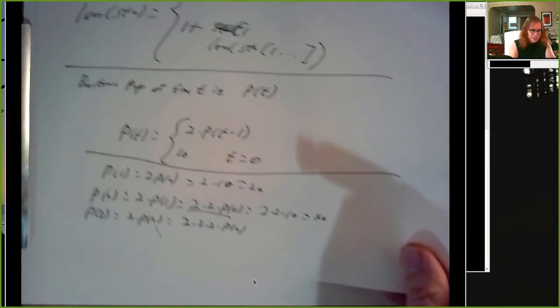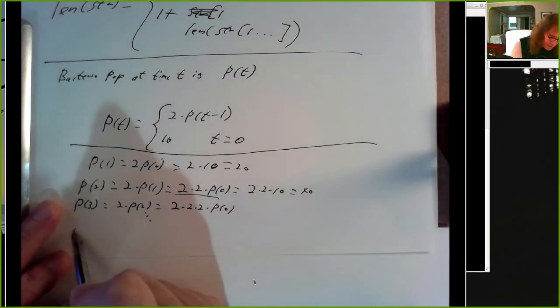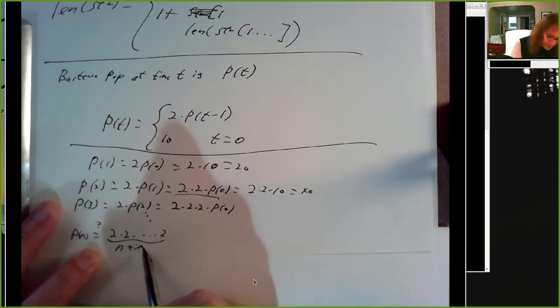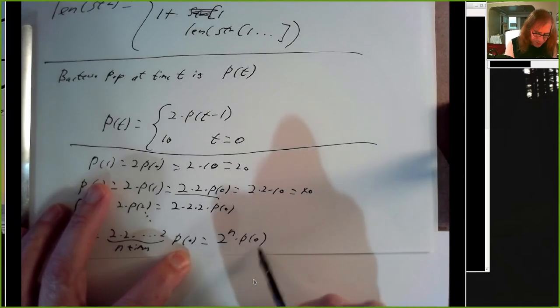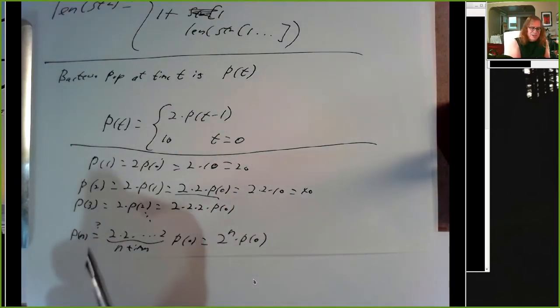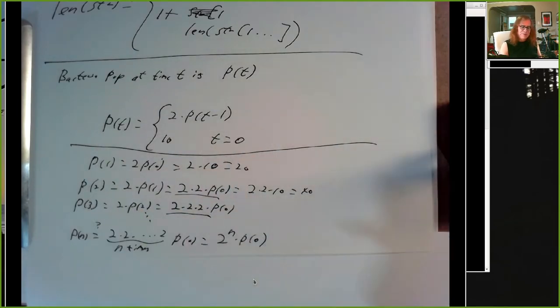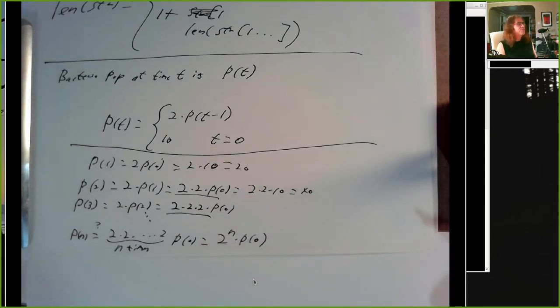And our pattern would be something like P of n equals 2 times 2, n times, times P of 0. Or, in other words, 2 to the n times P of 0. But how would we prove this? I mean, we can see the pattern. I could write down P of 4 and see it would be 2 times this, so I would have 2 times itself 4 times. So P of 4 would definitely be 2 to the 4th. P of 5 would be 2 to the 5th. But how would we prove that P of n would be 2 to the n times P of 0 for all n bigger than or equal to 1? What's the mechanics we would use to do that proof?